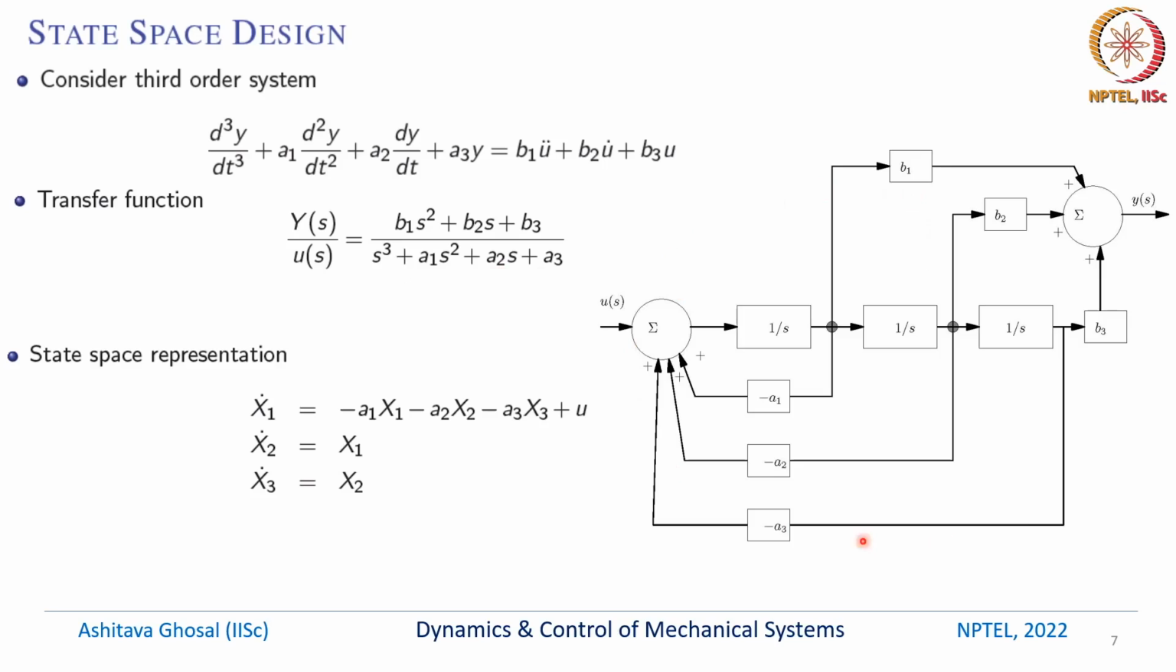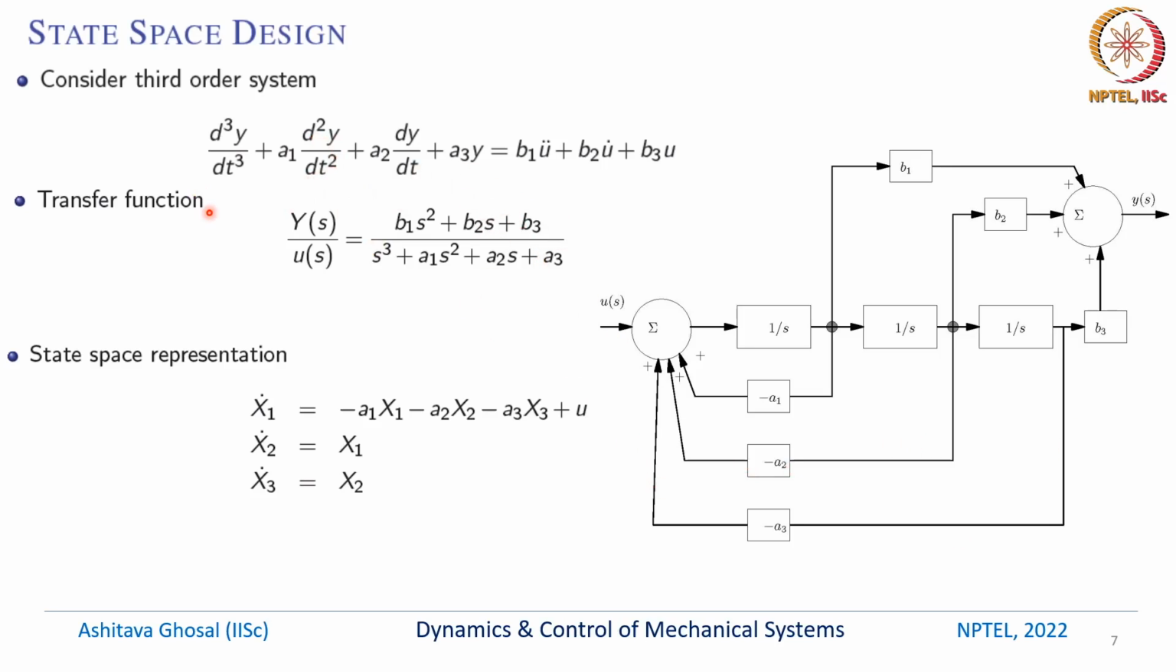This can be represented in this block diagram. We have an input u, then this is integrated, once more integrated, once more integrated, and at this place you have u, so b3 into u, then b2 into u dot and b1 into u double dot, whereas if you go back from this side, you will see that you will have a1 into d2y by dt square, then a2 into dy by dt, and a3 into y.